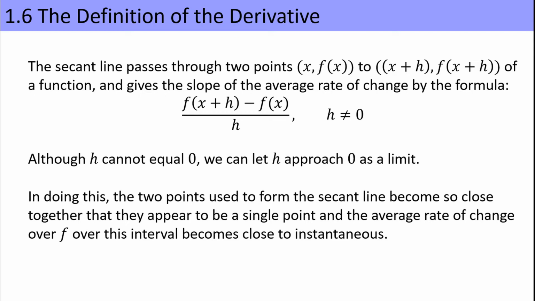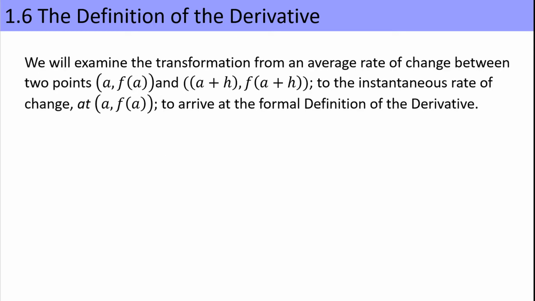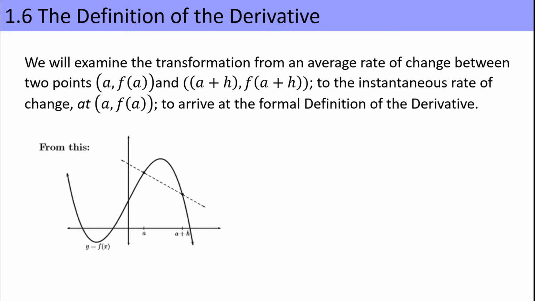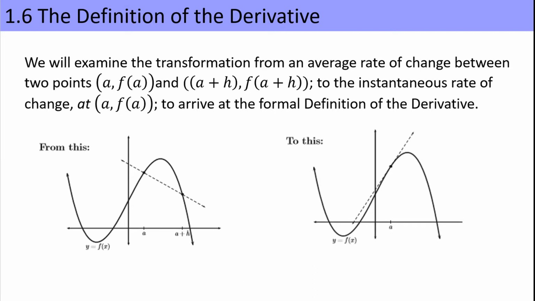In doing this, the 2 points used to form the secant line become so close together that they appear to be a single point, and the average rate of change over this interval becomes close to the instantaneous rate of change. We will examine the transformation from an average rate of change between 2 points, (a, f(a)) and (a+h, f(a+h)), to the instantaneous rate of change at (a, f(a)) to arrive at the formal definition of the derivative.